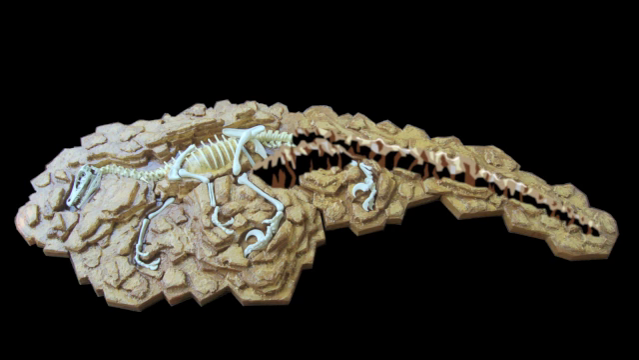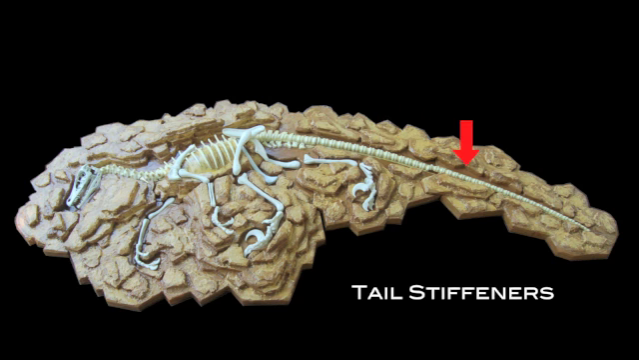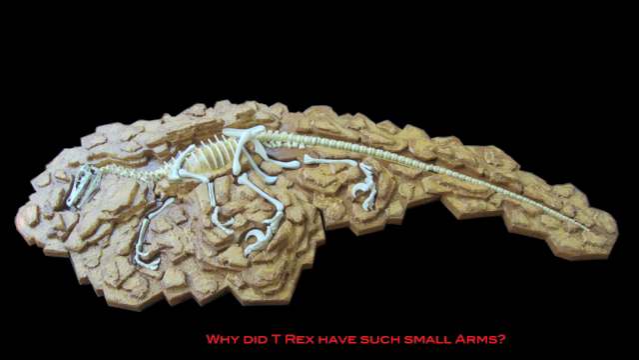With the rest removed, we can look at an extremely long tail. And what are these thin little bones along the tail? What might they do? How might that affect balance? It's time for an experiment in balance. Now it's time for a discussion of why T-Rex has such tiny arms, when they seem to be useless. Why would the evolutionary process allow that?